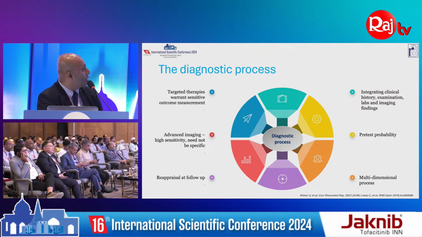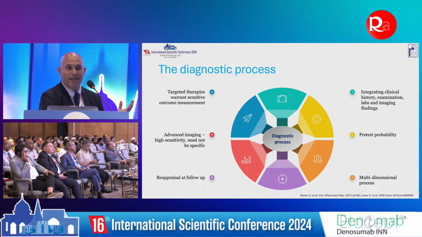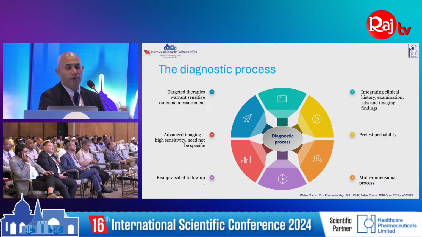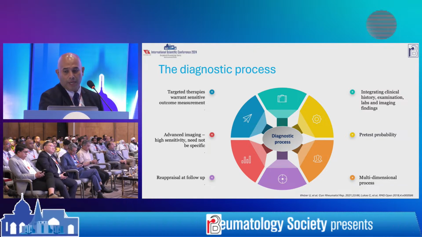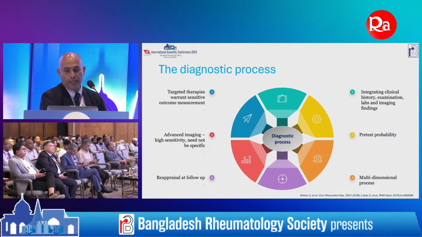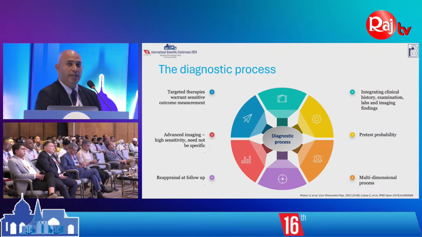The first one over here, it's basically what we need to understand. It's an integral, stepwise kind of approach where you integrate clinical history, examination, labs, and imaging findings. And also keeping in mind the second yellow one, which is the pre-test probability.